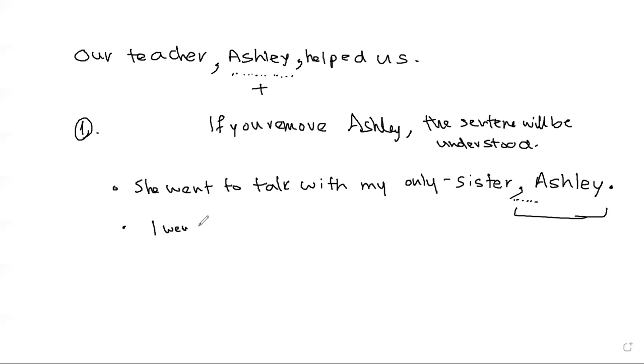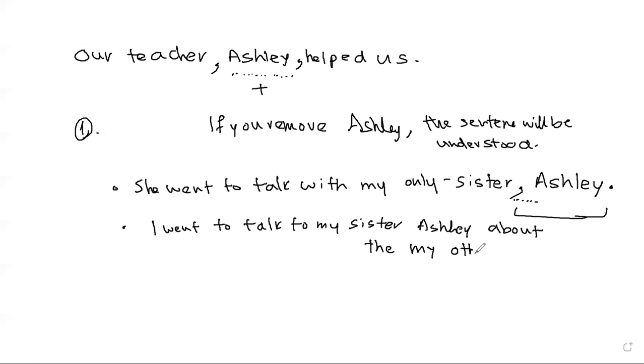You can also, if you have many sisters, say, for example, I went to talk to my sister Ashley about my other sisters. So in this case, you really can't put a comma here and there because it's very important, because now that you have other sisters, we really need to know which one. So Ashley is going to make that more specific, and you're going to have to keep it here.